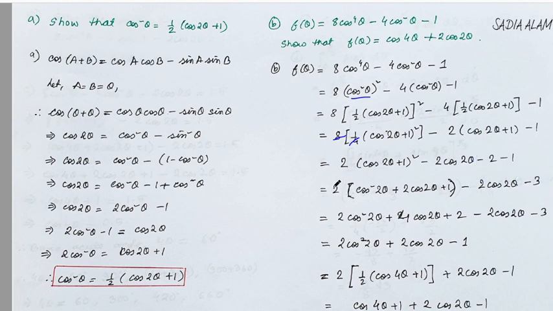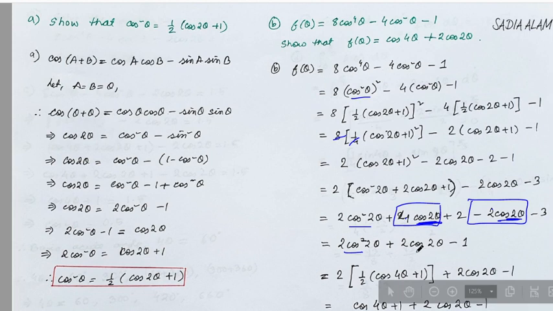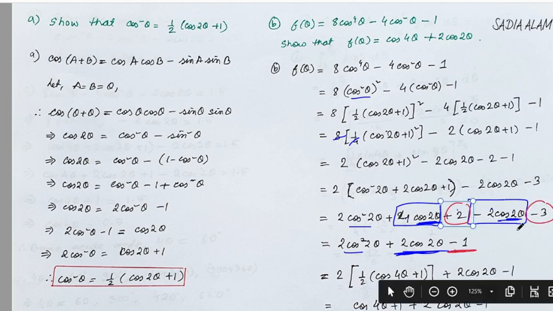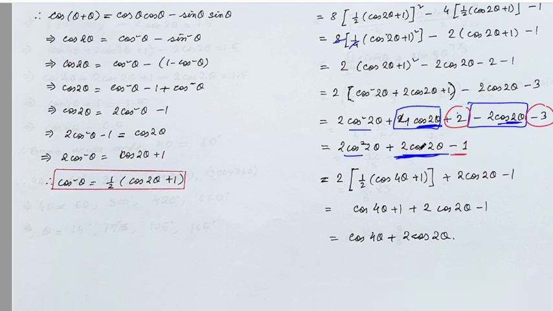And now I will just start multiplying. 2 into something, 2 2s are 4. 2 into 1 gives you 2. And after this line, this is unchanged, but 4 cos 2 theta minus cos 2 theta, it's the same thing, cos 2 theta. 4 minus 2 will give you plus 2. And we have minus 2 and minus 3, so that will give us minus 1.